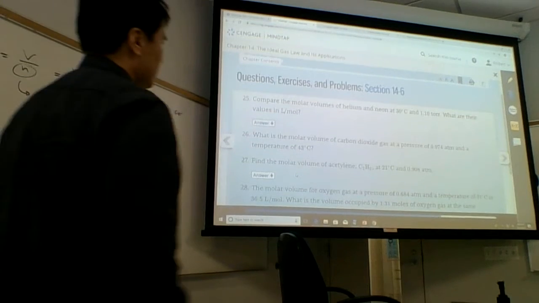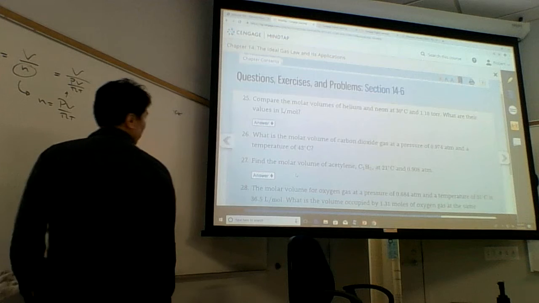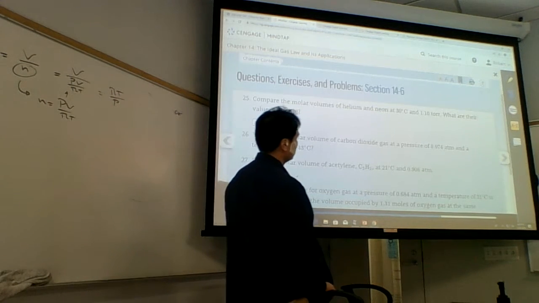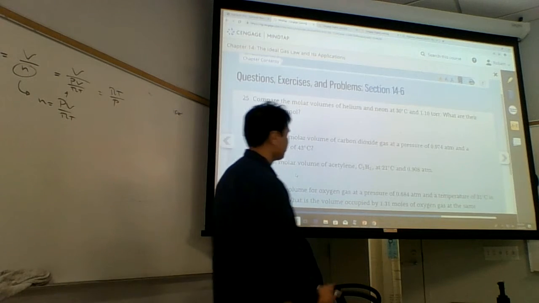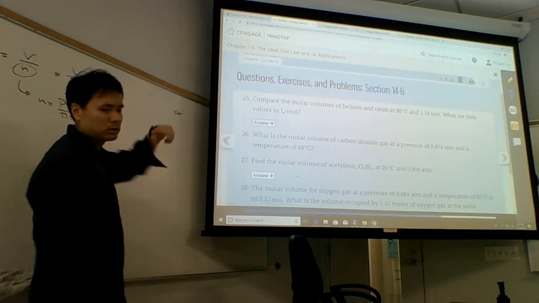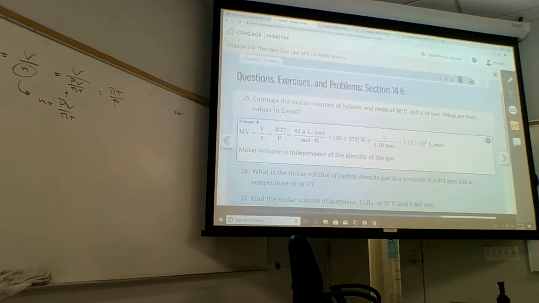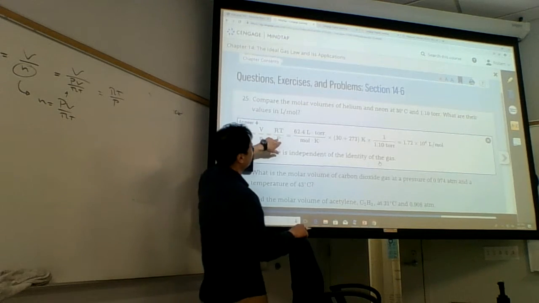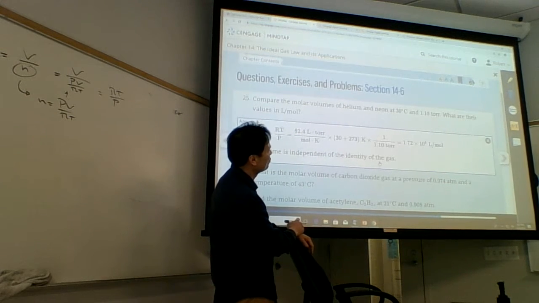Compare the molar volumes of helium and neon at 30 degrees C and 1.10 torr. We have to convert 30 degrees C into Kelvin, and 1.10 torr into atmospheres. Then we'll just plug that in. R, we know, with the right units, or convert the units in the equation. Molar volume is RT over P. Calculate it, and we get 1.72 times 10 to the 4th liters per mole.